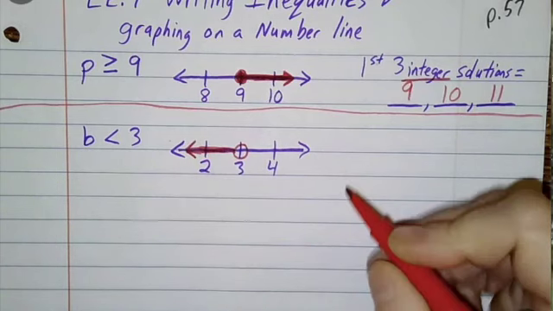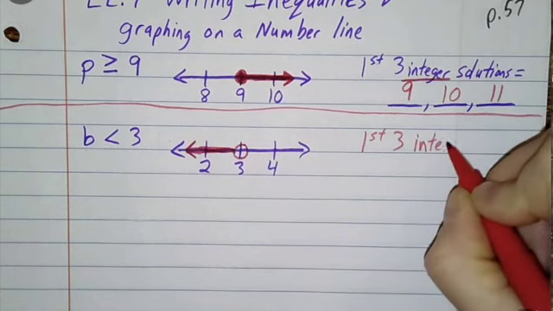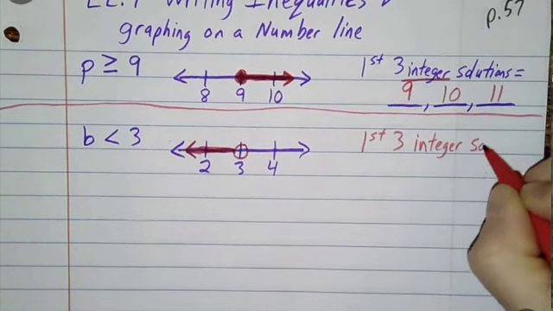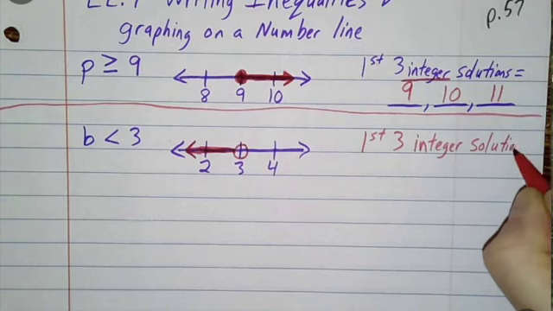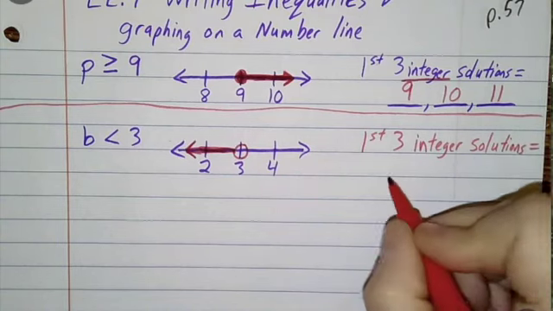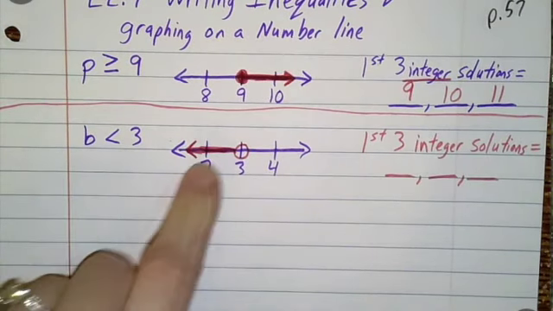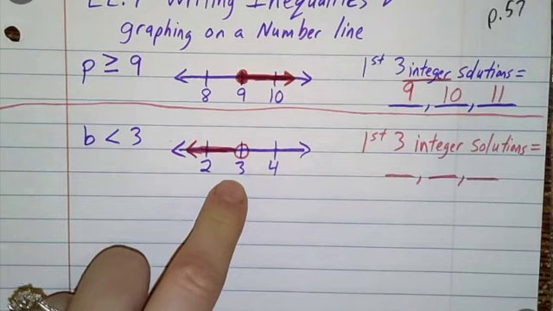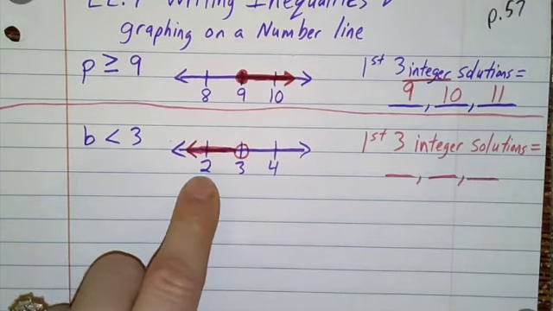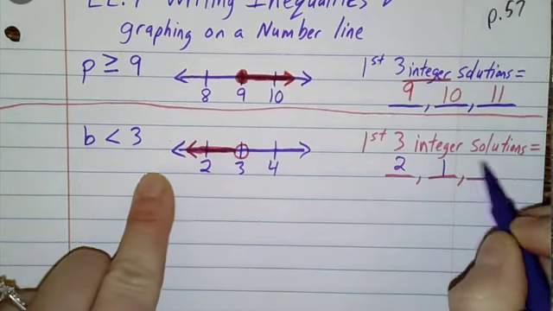So what are the first 3 integer solutions for this one? And put 3 blanks here and let you fill those in. Now it's less than 3, so it's an open circle, meaning it can't be 3. So the next integer you're going to find is 2, and if I keep going after 2, I would meet 1, and then I would get to 0.